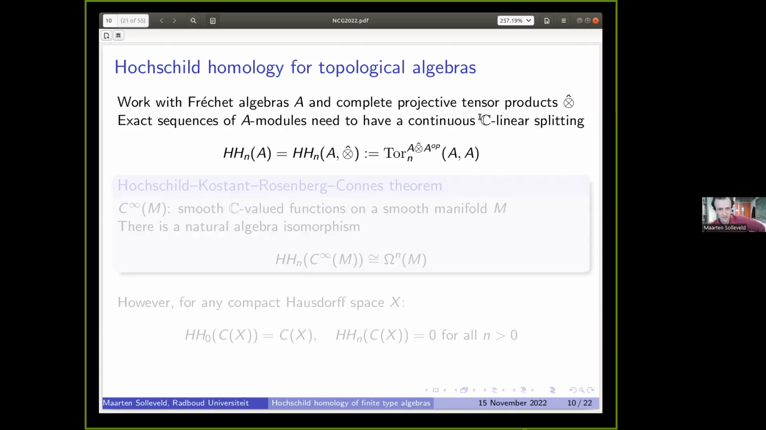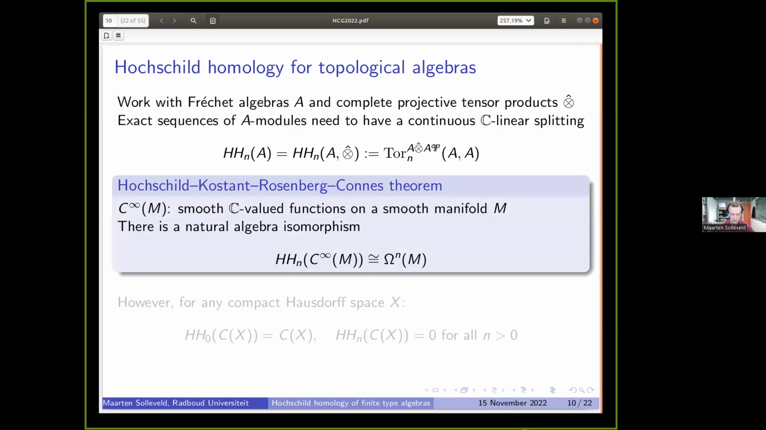So there's a continuous splitting as vector spaces. And then with these notions and such a tensor product, you can define Hochschild homology in a good way also for Fréchet algebras, namely as the Tor functor in the category of Fréchet bimodules, or rather in the category of modules over this A tensor hat A op. So that mimics the previous definition. And then the previous results, say in particular the Hochschild-Kostant-Rosenberg theorem, have a smooth analog, which was discovered by Alain Connes, I think.